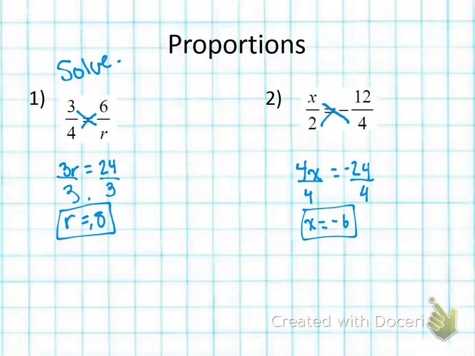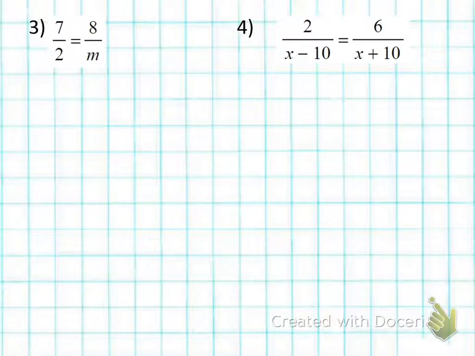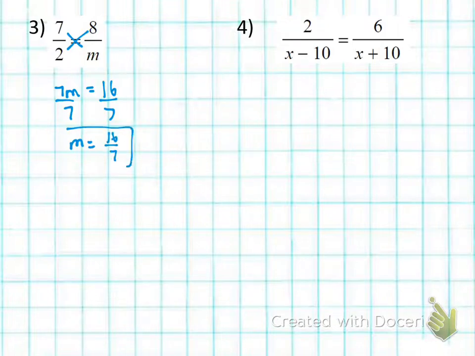Number 3. What should we do first, everyone? Cross multiply. So 7 times m is 7m. Good. Then we got 2 times 8 is 16. Now what should I do next? Divide by 7. So m is equal to what? Can we simplify that? No. Is it okay to have improper fractions? Yeah, I'm okay with it. So 16 over 7. That's your answer. Sometimes you just leave it alone.